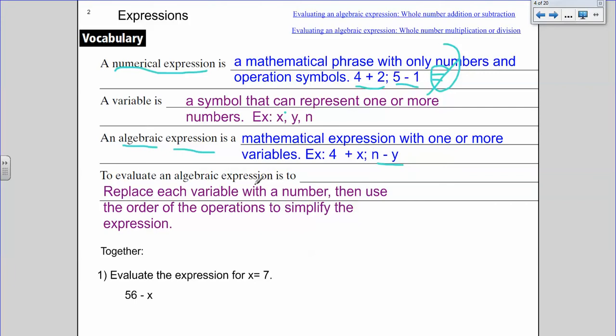When I evaluate an algebraic expression, all I need to do is replace my variable with that number, and then I go back to using the order of operations to simplify the expression. So let's do an easy algebraic expression first. I want to evaluate the expression 56 minus x if I know that x is equal to 7. All I'm going to do is replace x with 7. So 56 minus 7, the value of that expression is going to be 49. So 49 would be my final answer here.